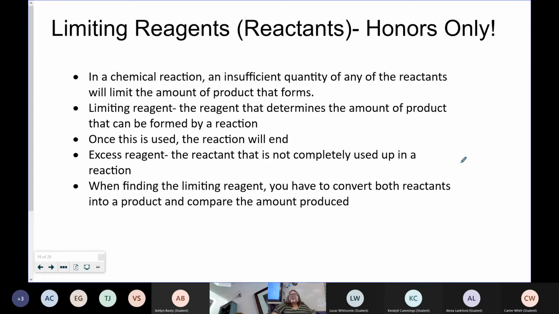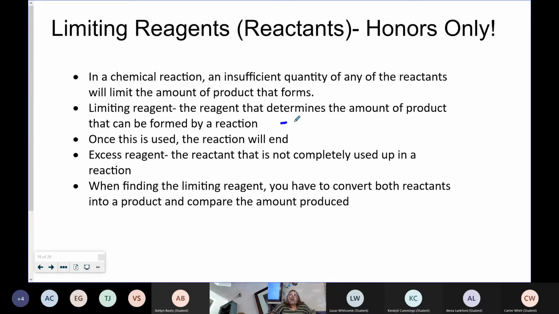So looking ahead with limiting reagents. In a chemical reaction as a whole, if we have an insufficient quantity of any of the reactants, so if we have less of one of the reactants than the other, it can actually limit the amount of product that forms. So if we run out of one of our reactants, the reaction is going to stop running. So this is our limiting reactant or limiting reagent. It's the reagent that determines the amount of product that can be formed from a reaction.